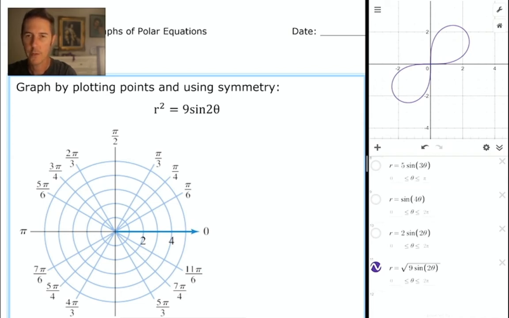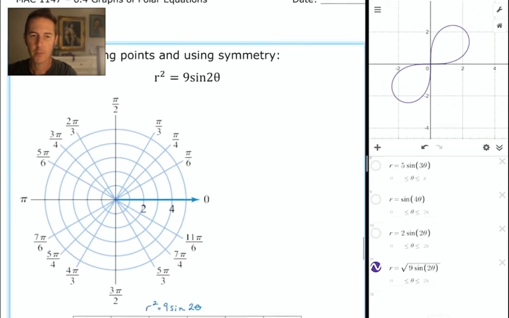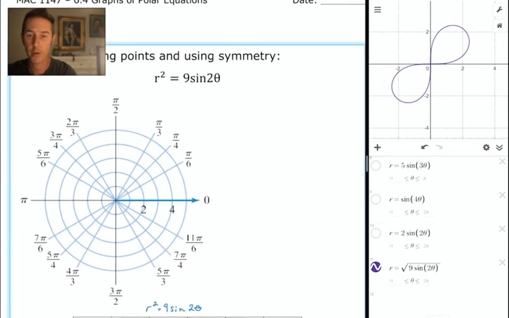So good to know what the target is supposed to look like. And I will tell you also that the length of those petals is equal to the square root of 9 as well. I'm just spoiling the whole thing, right? You already know what the graph looks like.